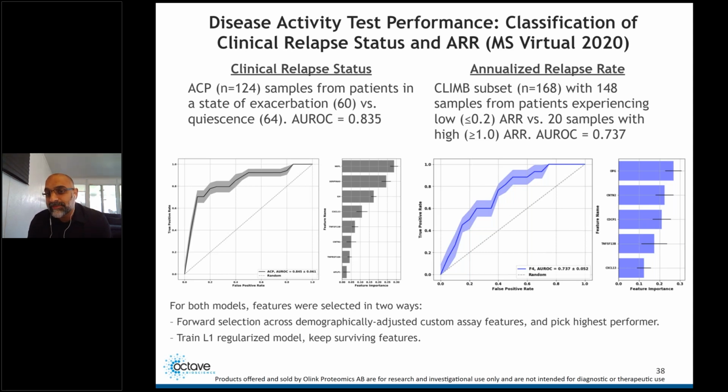For annualized relapse rate, we set a threshold of less than or equal to 0.2 annualized relapse rate versus greater than or equal to 1 annualized relapse rate. And then we look at our ability to classify those 2 categories of patients. And we were able to classify that with an AUC of 0.737 using a multi-feature model as well.